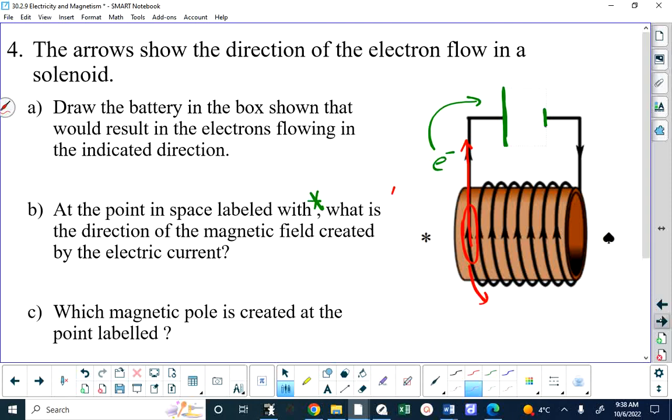So if my fingers point into this side, that means this is a south, this is a north. Magnetic field lines go into the south and out of the north. And we can answer both of these. I take it this is the spade symbol at the bottom. So for B, at the point in space labeled with the asterisk, the magnetic field is directed to the right. And the pole that's at the spade is the north pole.